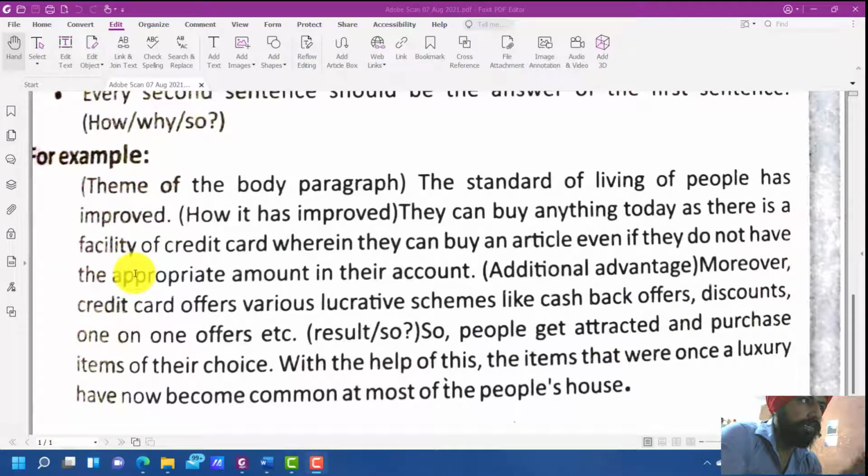First you need to develop the reason for this. You need to define the reason. After that, you need to define the result over there. For an additional advantage you can write, like, moreover, credit cards offer various lucrative schemes like cashback offers, discounts, and one-on-one offers. People get attracted and purchase an item of their choice. So this is how you can build your ideas.